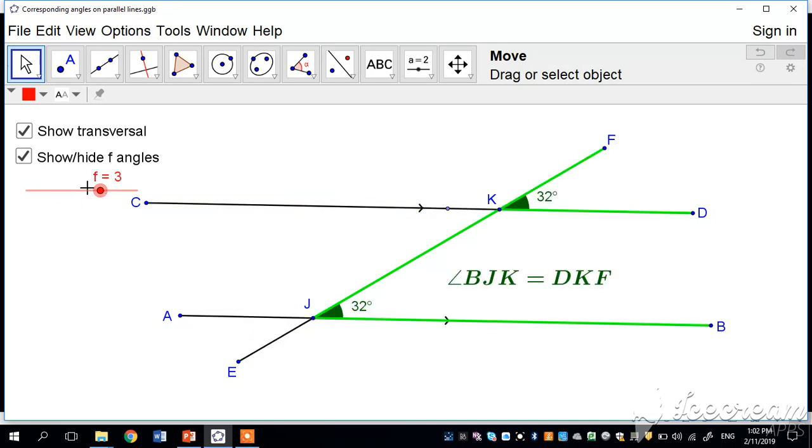There's a third pair we're going to look at, this pair here. This angle and this angle are corresponding and are equal. The first angle is called angle BJK, and that is equal to angle DKF.